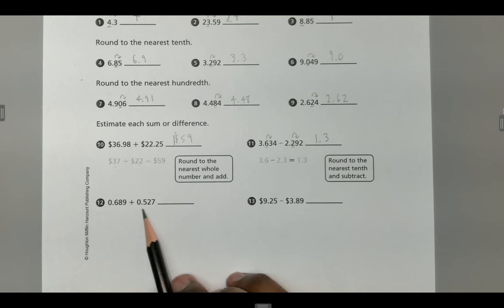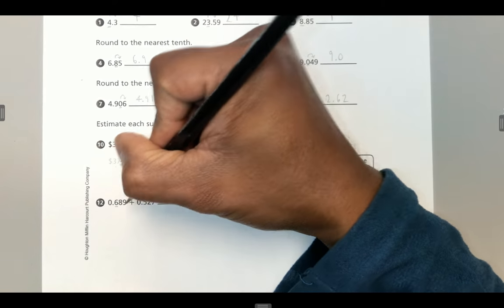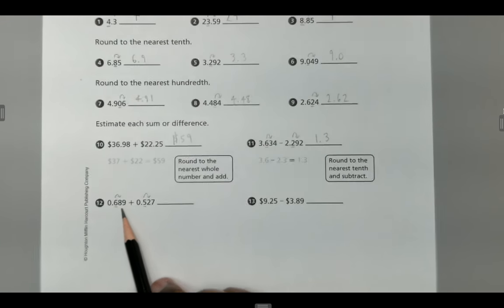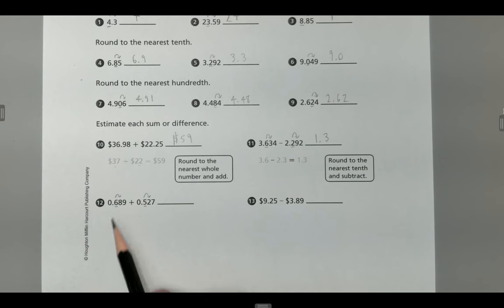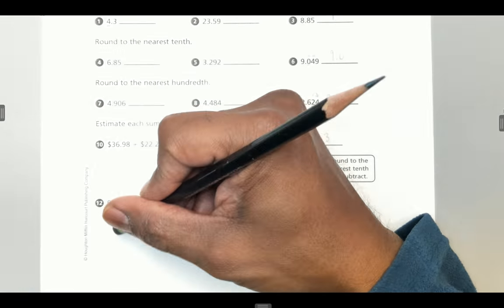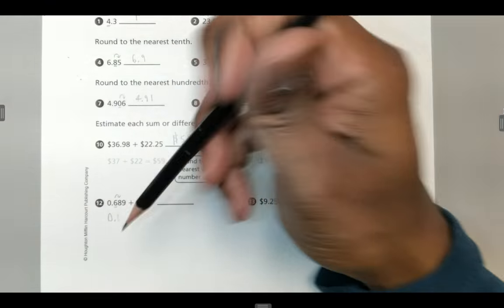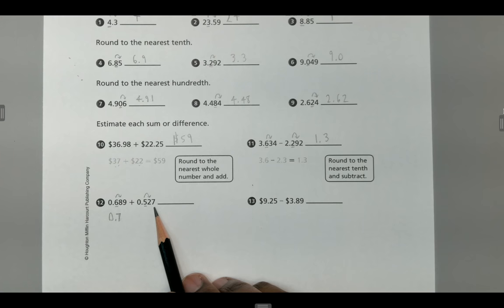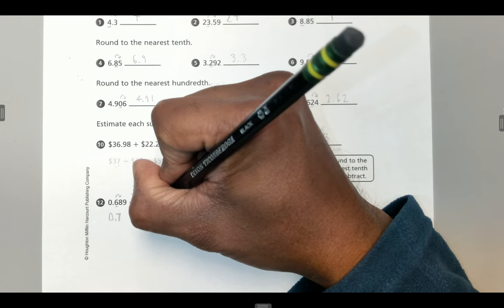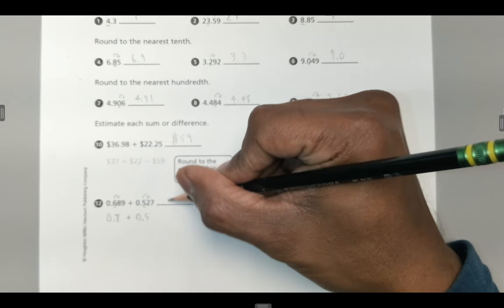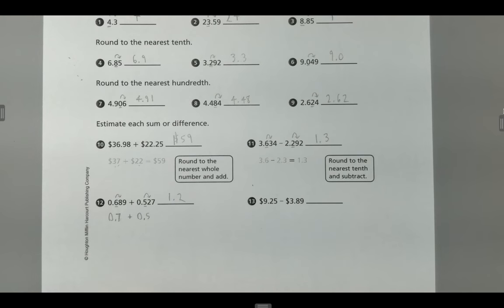Looking at 12, I think we'll use a similar way of rounding. Let's round to the tenths place. 689 thousandths is going to get rounded up to 7 tenths. 527 thousandths is going to get rounded down to 5 tenths. So our estimate, 7 tenths plus 5 tenths, is 1 and 2 tenths.